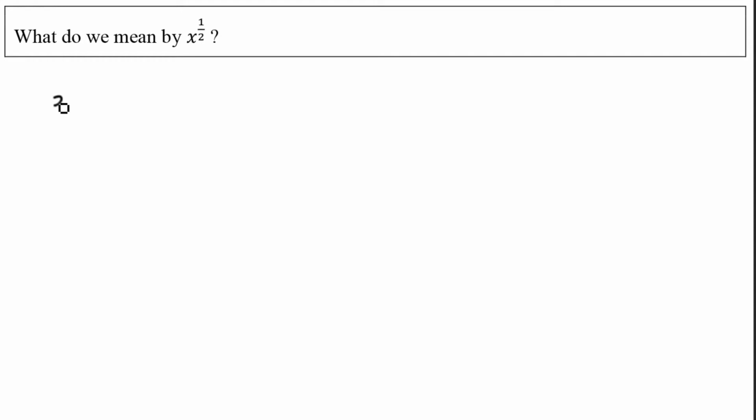Well, if we take x to the power of a half and multiply it by x to the power of a half, then we have an index law that says that this is x to the half plus a half. And a half plus a half is 1, so we have x to the 1. We don't usually bother writing that 1. So x to the half multiplied by x to the half gives us x.